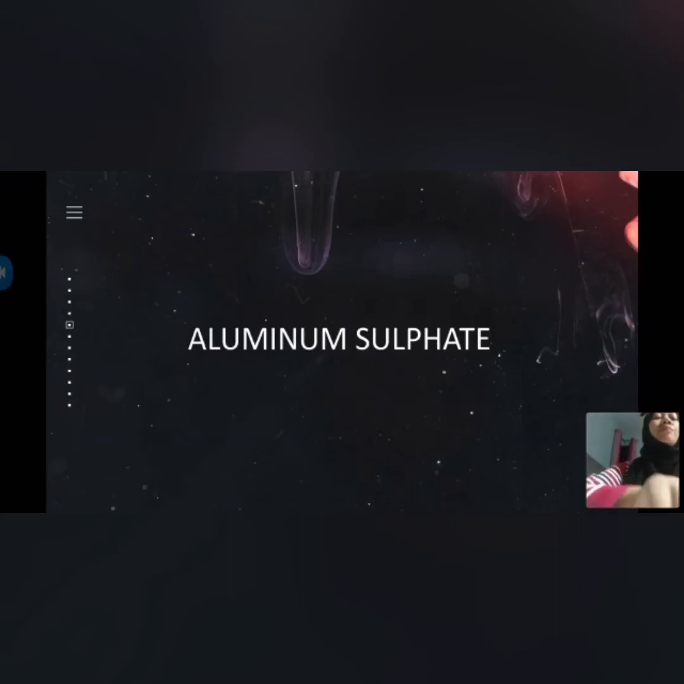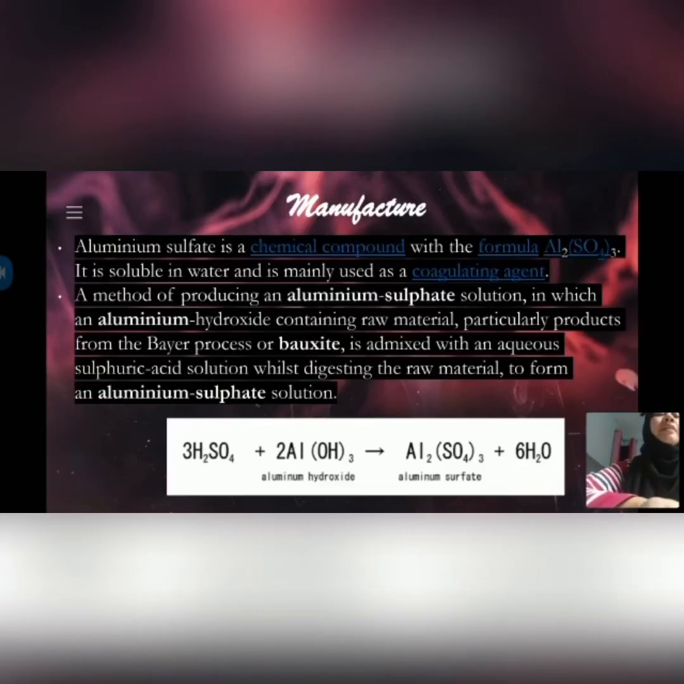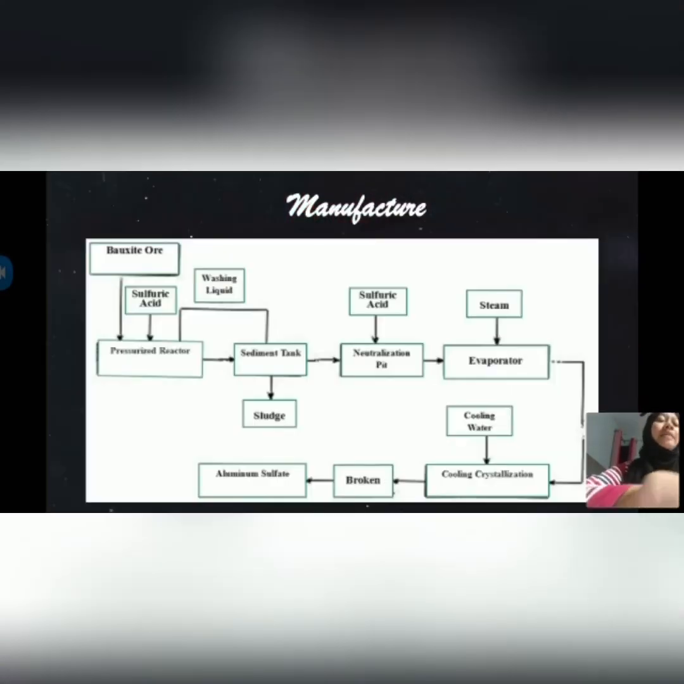Let's move to the aluminium sulfate. Aluminium sulfate is soluble in water and is mainly used as a coagulating agent. The manufacture of aluminium sulfate is basically the same as the manufacture of aluminium oxide. The only difference is in the first step, the digestion step, where the bauxite ore is digested with sulfuric acid, compared to the manufacture of aluminium oxide, where the bauxite ore is digested with sodium hydroxide. The rest of the process is basically the same.